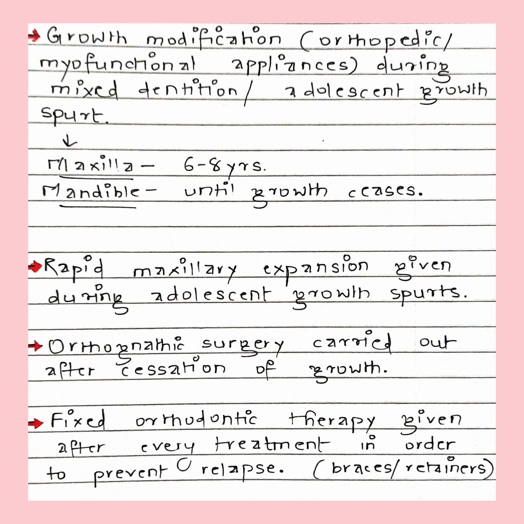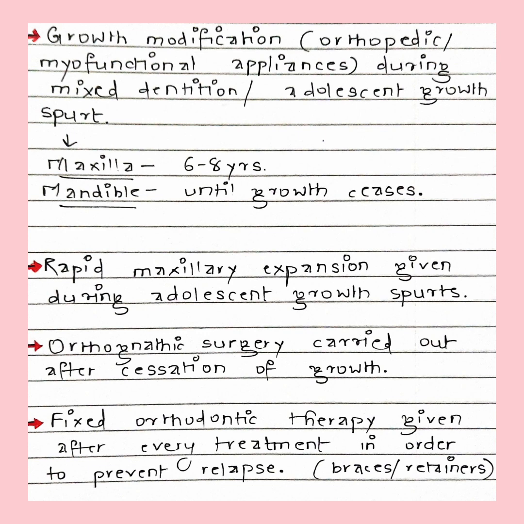Growth modification, that is either orthopedic or myofunctional appliances, should be given during the mixed dentition period or adolescent growth spurt, but earlier in the maxilla, that is 6 to 8 years of age. Even rapid maxillary expansion is given during adolescent growth spurts.